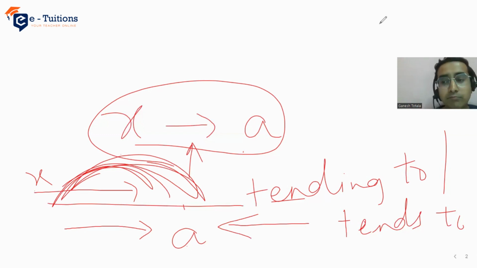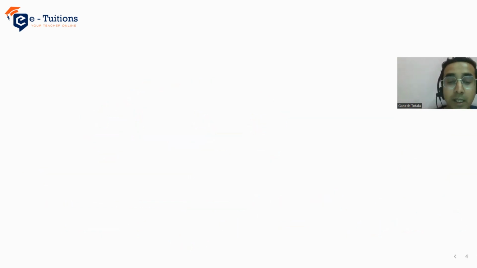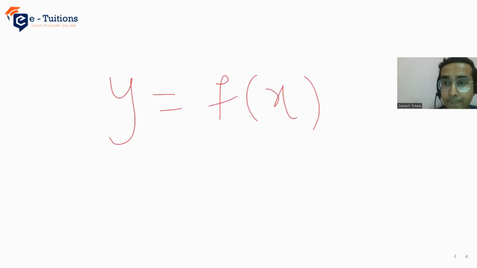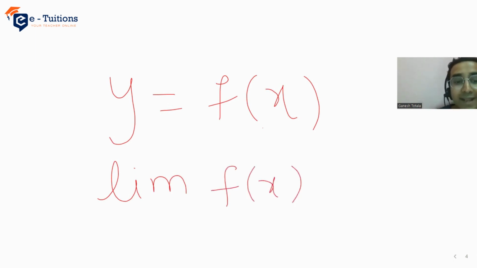In order to understand the concept of limit, we have studied what x tending to a is. The value of x is approaching a, but it's not completely a. Consider the function, say y is equal to f of x. Now, suppose I have to find the limiting value of this function. I'll write it down as lim, which stands for limit, of f of x when x is tending towards a.